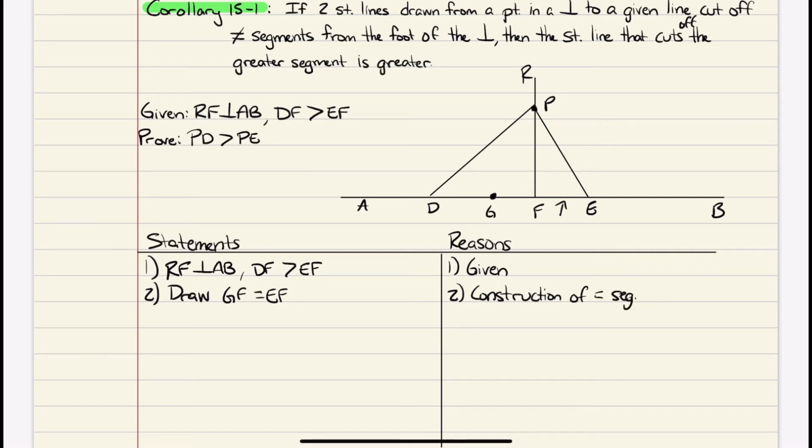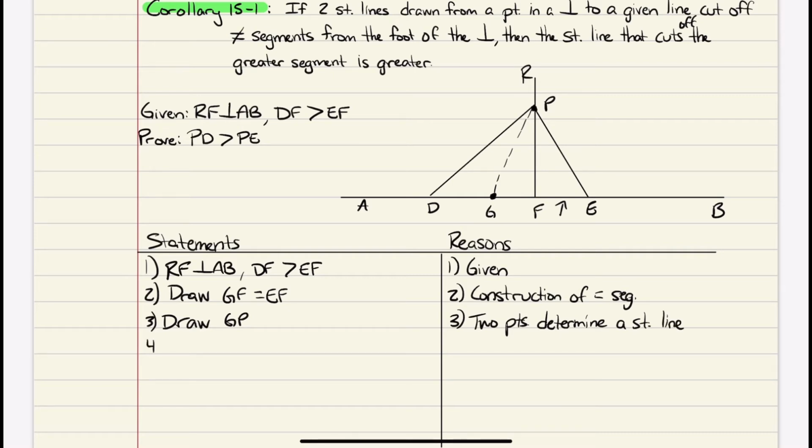All right, number 3. Now we're going to draw GP. So we're going to draw an auxiliary line from G all the way to P. Okay, and we know we could do that because we have 2 points, and 2 points determine a straight line.